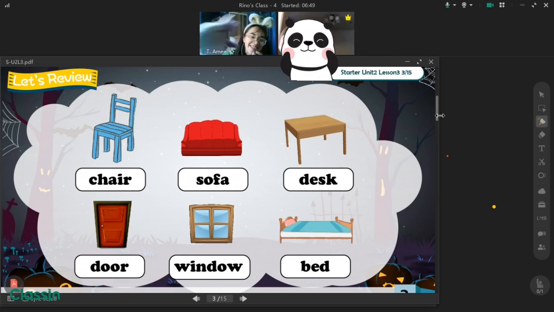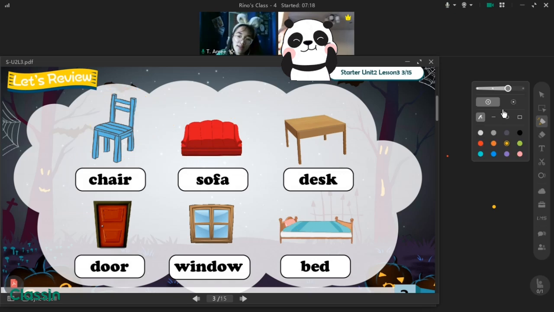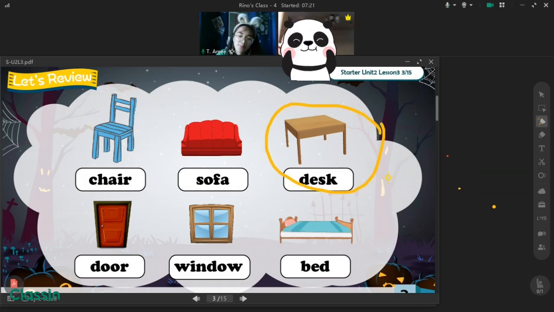Okay. So let's go to this one, Reno. I think you forgot this. What's the first picture here? Look, what's that? Chair. Very good. How about this one? Table. Table, yes, or table or desk. Can you say desk? Desk. Yes. Reno, can you hear me?